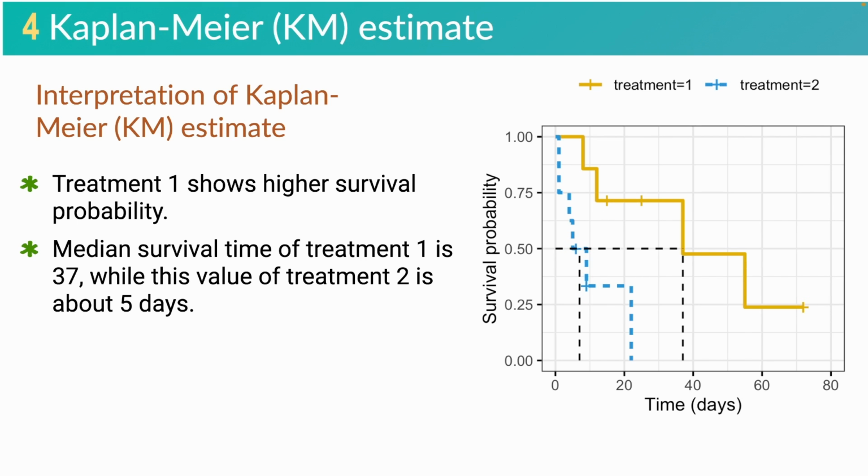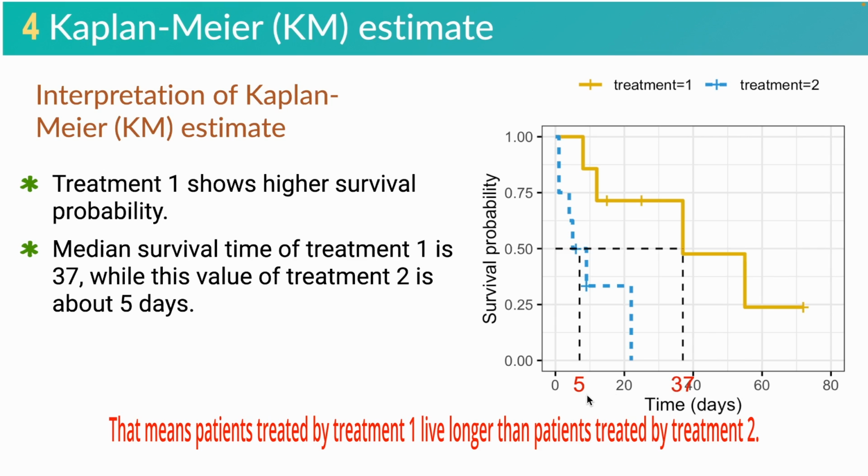After you have the KM curve, you need to interpret the meaning of the results. In this study, KM estimates show treatment 1 has higher survival probability than treatment 2. The median survival time, or the length of time in which half the patients died, for treatment 1 is 37, while this value for treatment 2 is 5. That means more patients survive in treatment 1 than treatment 2.